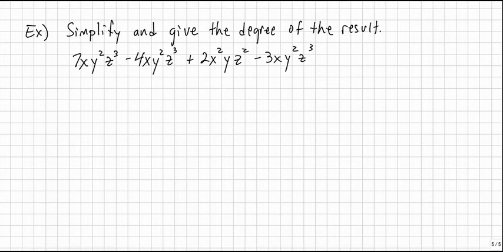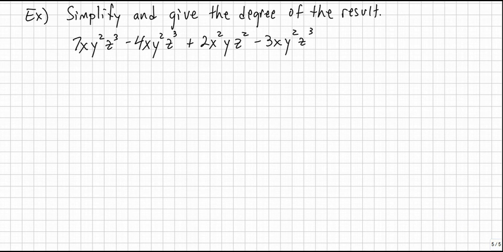All right, one more. Let's simplify this polynomial and give the degree of the result. So let's look. We have x to the first, y squared, z cubed. And then the next one is x to the first, y squared, z cubed. So those are similar. The only difference is 7 and negative 4. So if I have 7 of them and then I lose 4 of them, I have 3 of those.